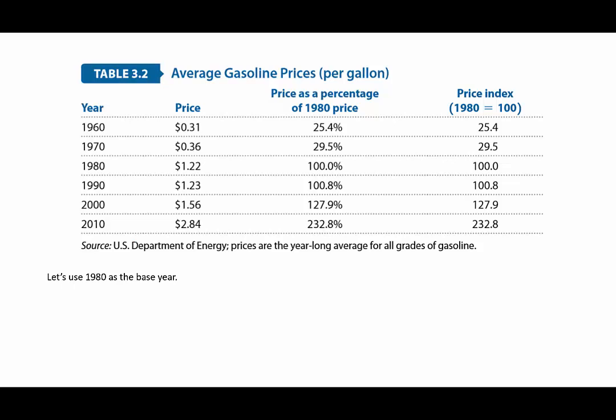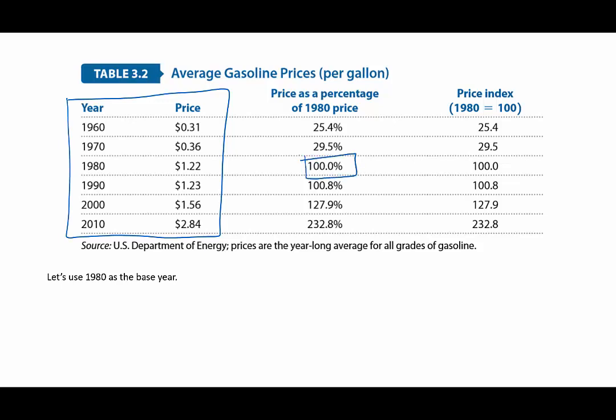Okay, so here we have a table, each of the decade years from 1960 to 2010, and it shows the average gasoline price per gallon for the year. So that's what we see in these first two. We see the year and we see the price per gallon. We're going to use 1980 as the base year. And looking at this table, how do you know we're using 1980 as the base year? Because if we look in that row, it's 100%.